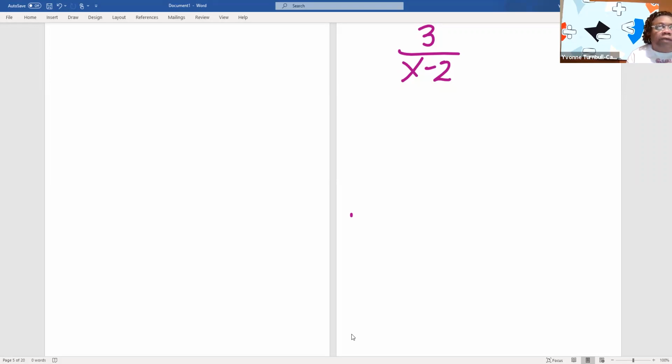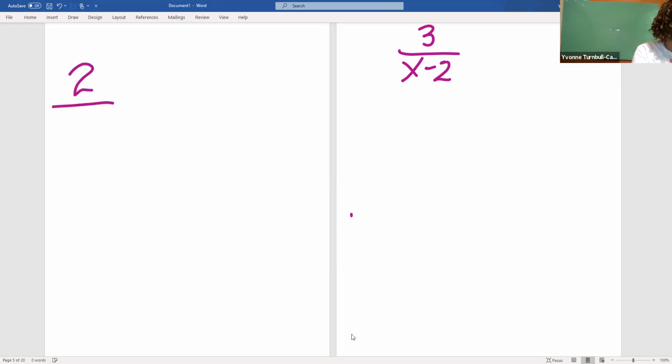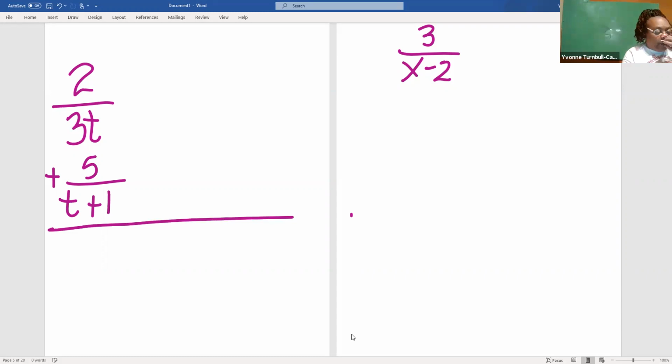Okay, now we talked about if two denominators had nothing in common, how you find the LCD? By multiplying the two. So let's do one example with that concept. So we have 2 over 3t plus 5 over t plus 1. Okay, we have 3t and t plus 1 as our denominators.